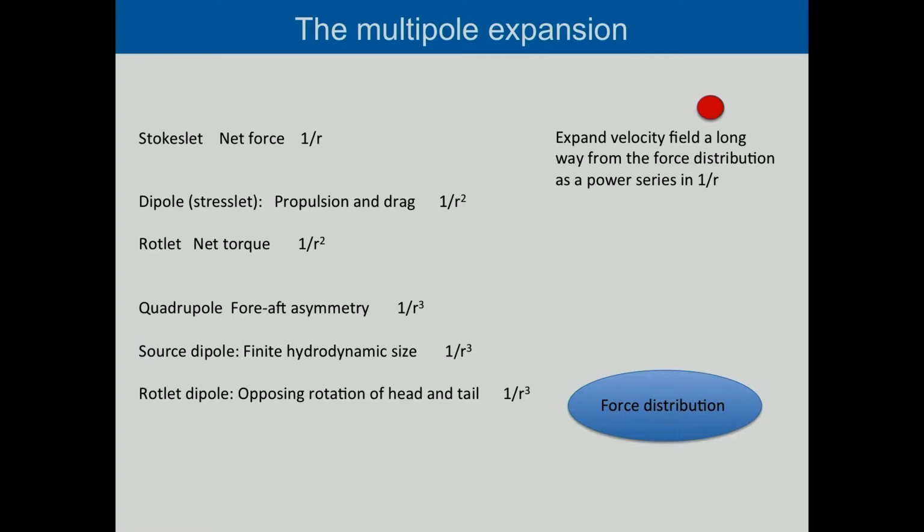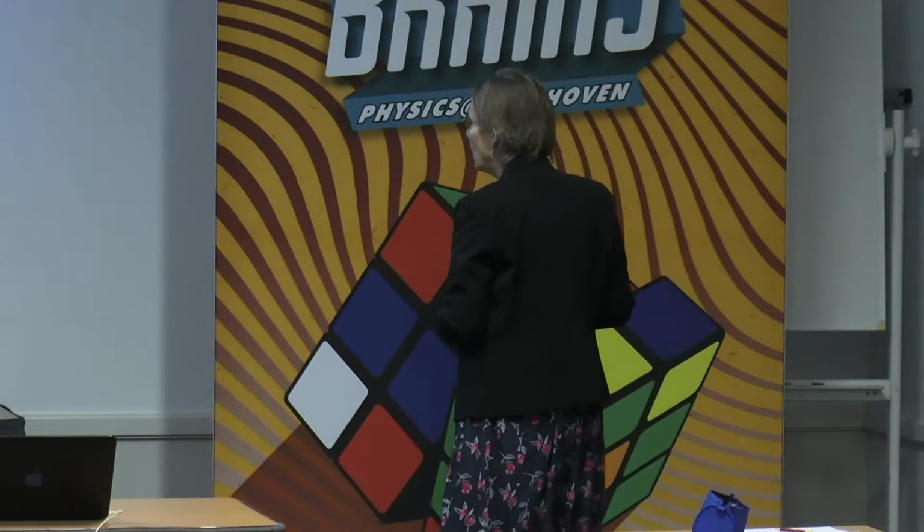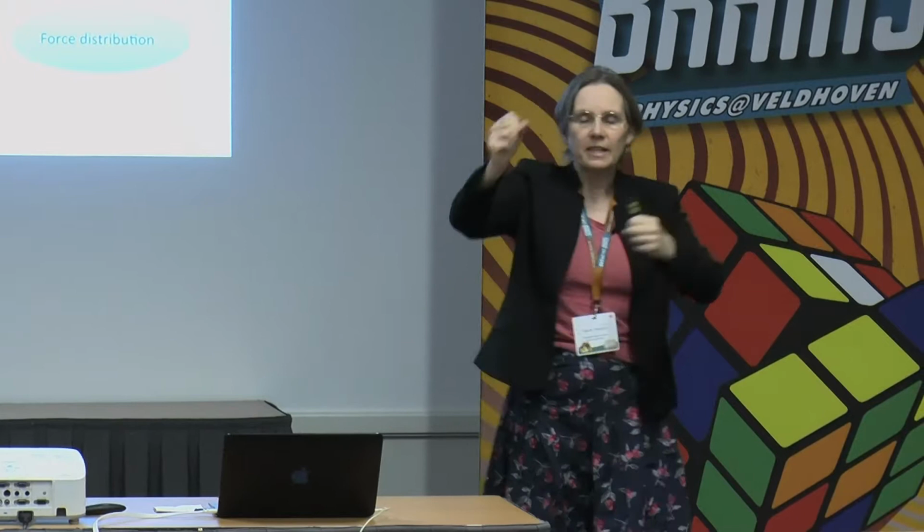And the quadrupole appears if the creature has an asymmetry between its front and its back. You can also have a solution at that order, which is what's called a source dipole, and that comes in if your creature has a finite volume. So those of you that are doing active colloids, I think, would pick up a source dipole. And then you can have a rotlet dipole. What this is, is equal opposing torques.